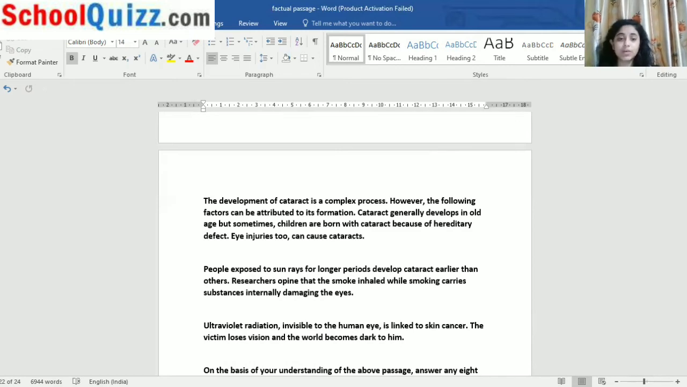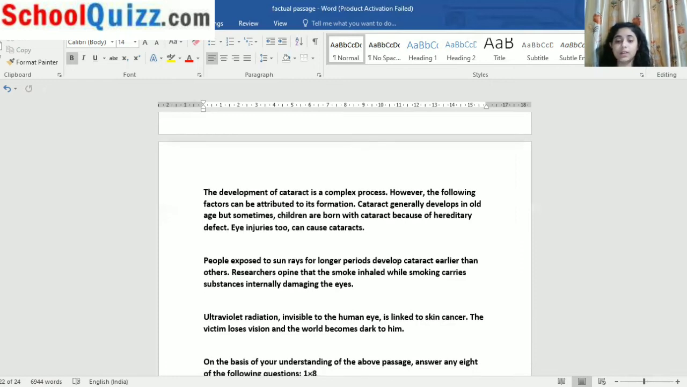Cataract generally develops in old age, but sometimes children are born with cataract because of a hereditary defect. Eye injuries too can cause cataracts. People exposed to the sun rays for a longer period develop cataract earlier than others. Researchers opine that smoke inhaled while smoking carries substances internally damaging the eyes. Ultraviolet radiation, invisible to the human eyes, is linked to skin cancer. The victim loses vision and the world becomes dark to him. Okay. So I hope we are clear with the passage.